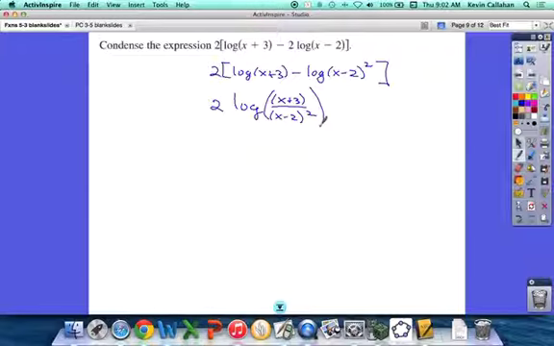Now remember, you're taking more than one logarithm and putting them into one, right? You would never have a log divided by a log when you're condensing. That's not what works. Okay, I'm still not done.